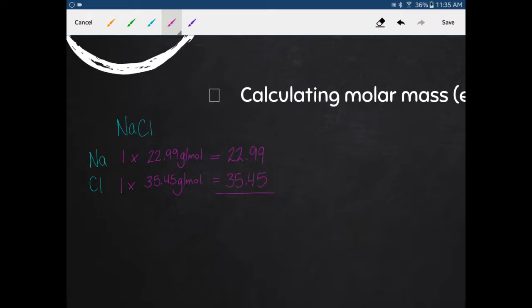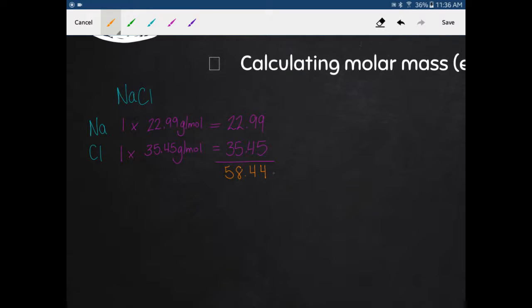Then I'm just going to get a total on those 2 values. So if I either type them into my calculator or do my math through addition, I will get, 5 plus 9 is 14, carry the 1, 4, and then I would get 8, 5. Okay. So I get 58.44 grams per mole. All right, so that's my sodium chloride.